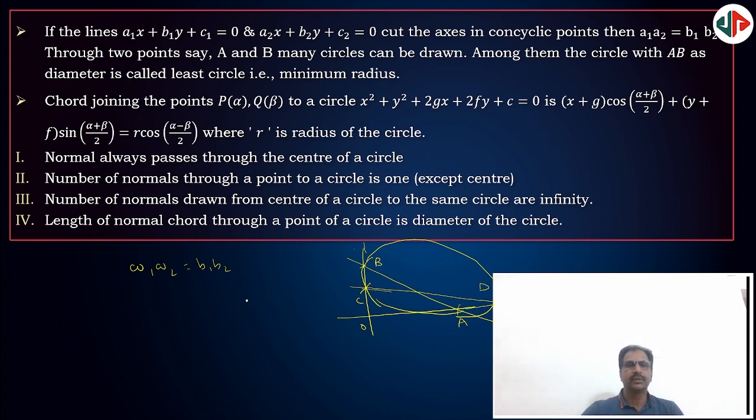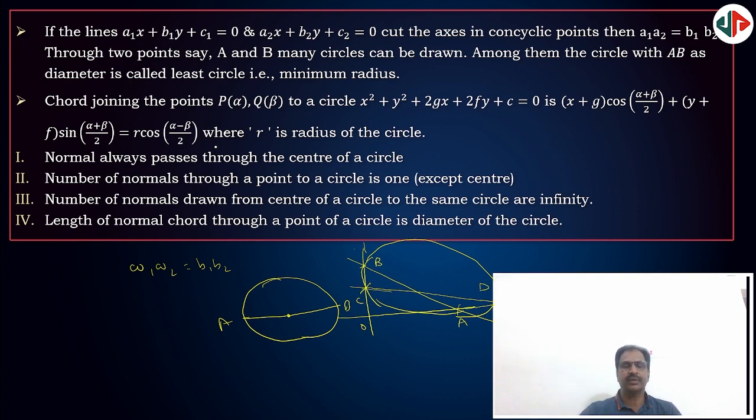Next, through two points A and B, many circles can be drawn. Among those circles, the circle with AB as diameter will be the least circle. So which circle drawn passing through two points will be least? It is the circle when those two points are the diameter ends.